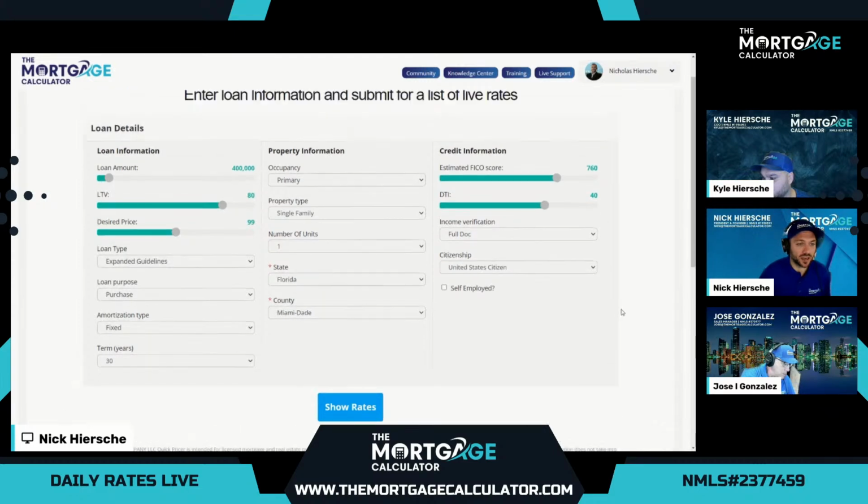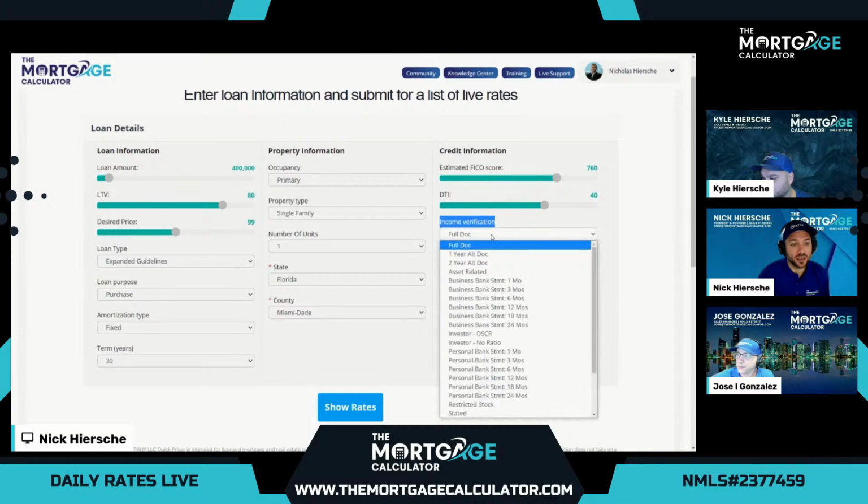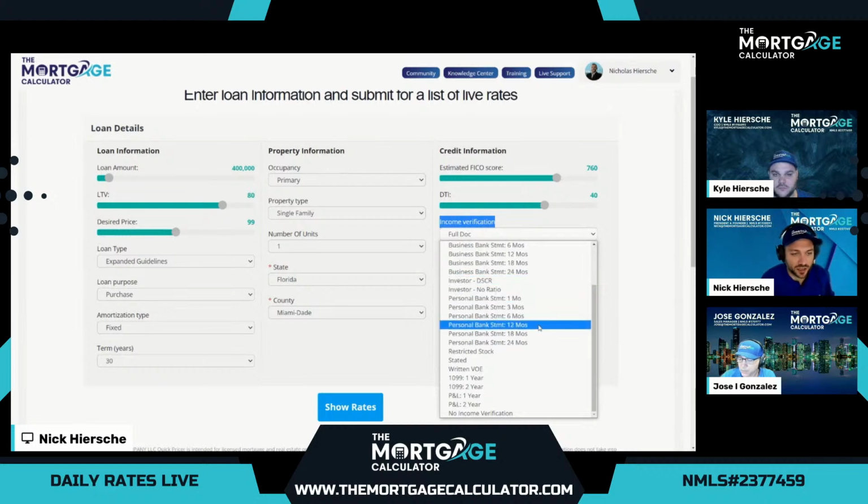So if we set expanded guidelines, we have a new option pop up here for income verification. And full doc is what we use for FHA and conventional. That's 2 years tax returns, what everybody's used to. So we will typically choose one of these other options when we choose non-QM. So we have asset-based programs, business bank statement programs. We have investor DSCR programs we'll talk about in a second. We have our bank statement programs for personal bank statements. We have VOE, 1099, P&L, all these different options.